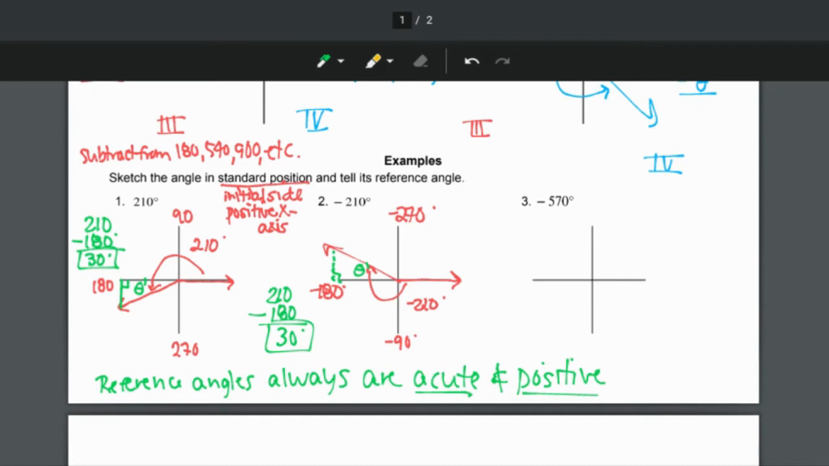All right, so for the last one on this page, we have negative 570. So I know that that is going to start at the positive x-axis and rotate at least 360 degrees. And then another 90 degrees would be negative 450. Then another negative 90 would be negative 540. And another negative 90 would be negative 630. So I am going to go a little bit more than negative 540.